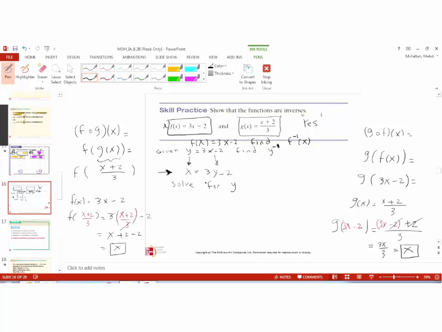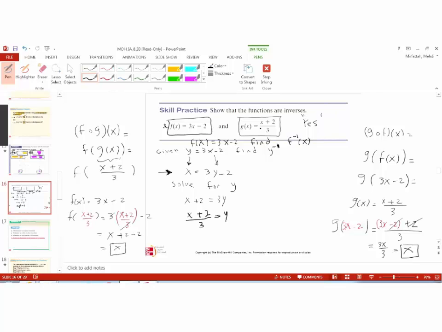Okay, Bobby, when you solve for y, what do you get here? x plus 2 equals 3y. If I add 2, okay, and then how do you solve for y? Divide both sides by 3. So what would y be equal to? x plus 2 over 3 equals y. So that would be x plus 2 over 3 is equal to y. Isn't that what we have there?